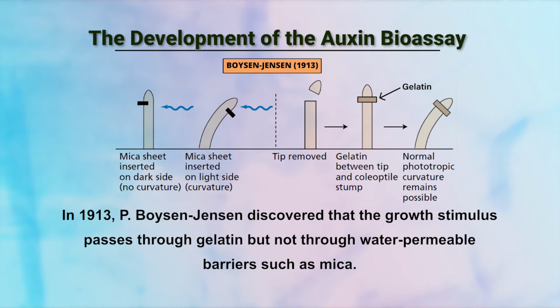This suggests that the growth stimulus is probably a water-soluble chemical that is transmitted to the growth zone and causes the bending. Since it is water-soluble, it cannot penetrate mica, but it can flow through the gelatin block.